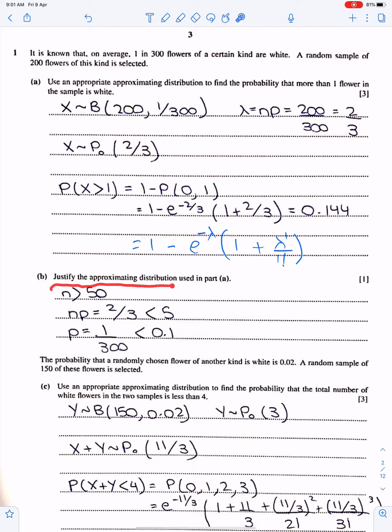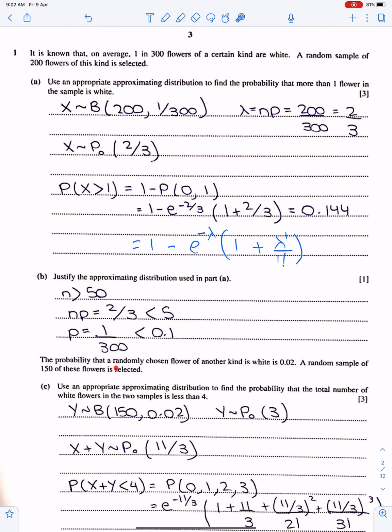Part B. Justify the approximating distribution used in part A. So the justification is this. n is greater than 50, p is less than 0.1. So these are two very important conditions, and you may mention this one. You have the option. You can just mention only these two, or you can include this as np. So if n is greater than 50 and p is less than 0.1, we always use Poisson. We always use Poisson approximation to binomial distribution. You may mention all these three if you want. Otherwise, these two are enough. n is greater than 50, p is less than 0.1.